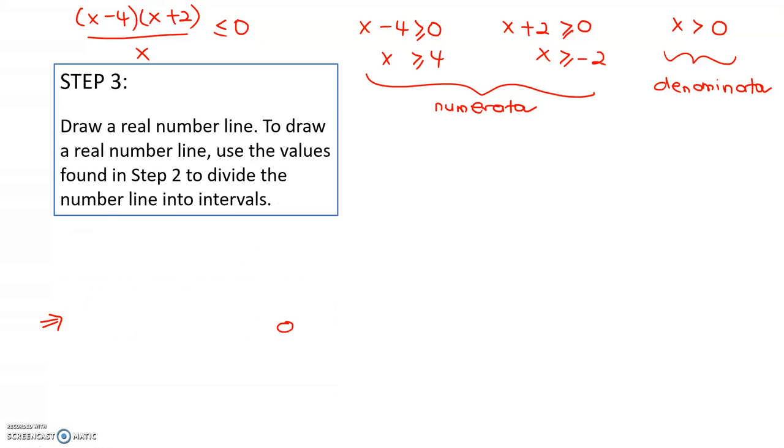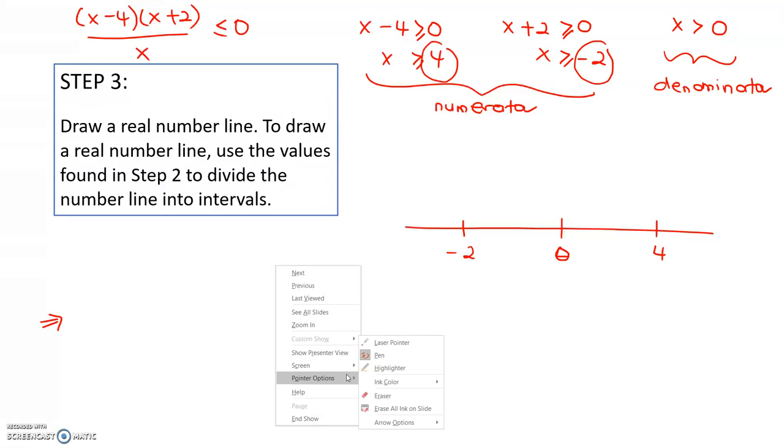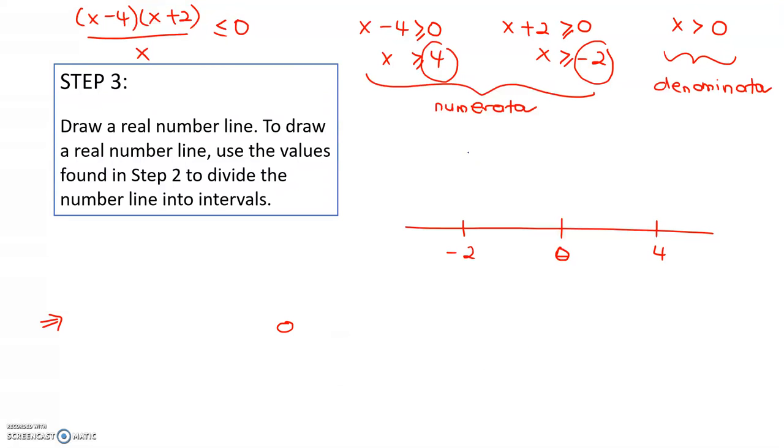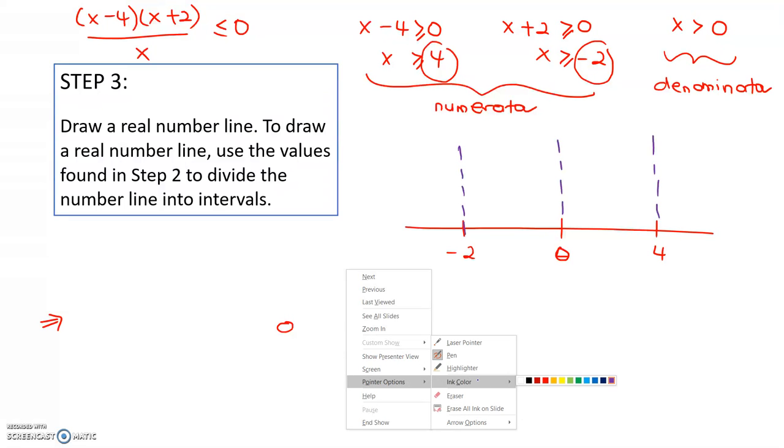Let's go to the third step. We have to draw a real number line. To draw a real number line, use the values found in step 2 to divide the number line into intervals. So we have 4, we have negative 2, and we have 0 as well. So let's write down one number line. Negative 2 will be on the left hand side, and then I have 0 here. Then let me divide them into a few intervals using another color. As you can see, I already separated them into 4 intervals. So we can go to the next step now.